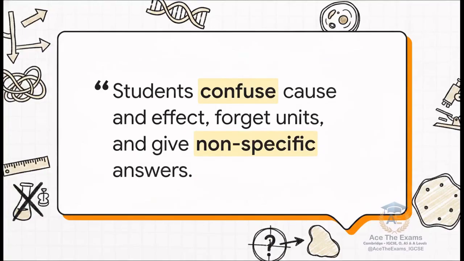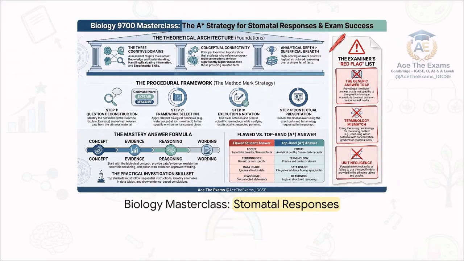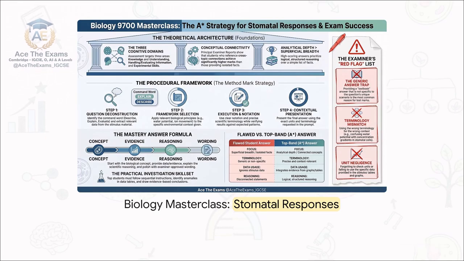I want you to read this authoritative quote straight from a principal examiner report. Students confuse cause and effect, forget to check units and terminology, and provide answers not specific to the context. Look, this isn't just friendly advice. This is undeniable, real-world examiner feedback telling us exactly where students are bleeding marks, year after year. When we look at STO model responses, we can pinpoint these exact red flags right there on the right-hand side.